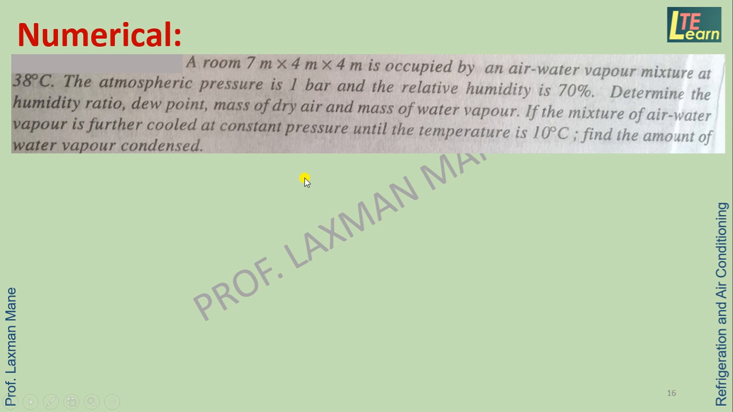Next example is here: a room of 7 meter by 4 meter by 4 meter is given, which is occupied by an air water vapor mixture at temperature 38 degrees Celsius. Atmospheric pressure is given as 1 bar and the relative humidity is 70%. Here it is asked to find humidity ratio, dew point temperature, mass of dry air, mass of water vapor. If the air water vapor is further cooled at constant pressure until the temperature is 10 degrees Celsius, find the amount of water vapor condensed.